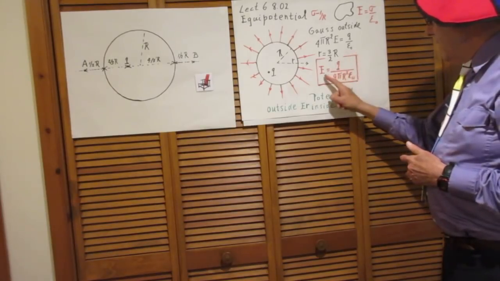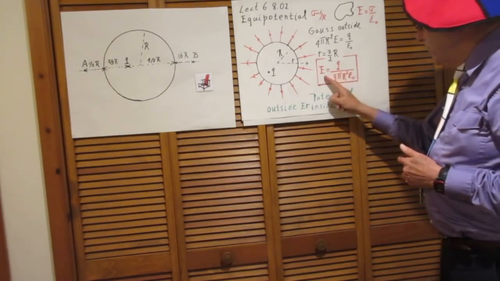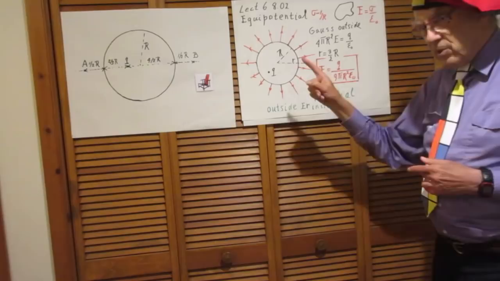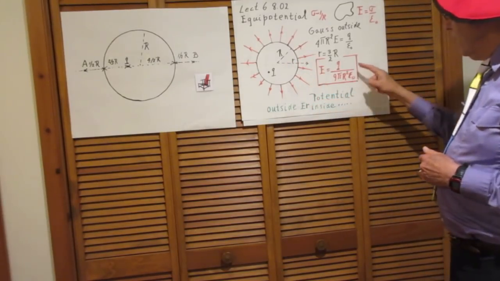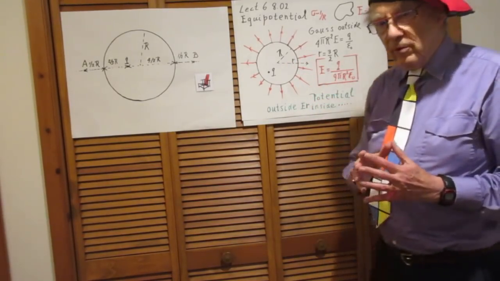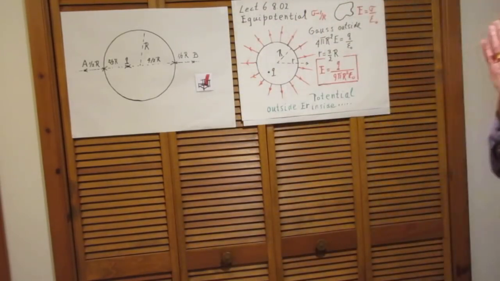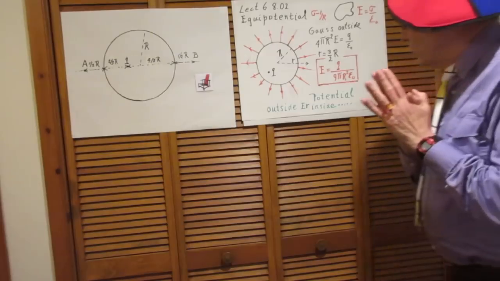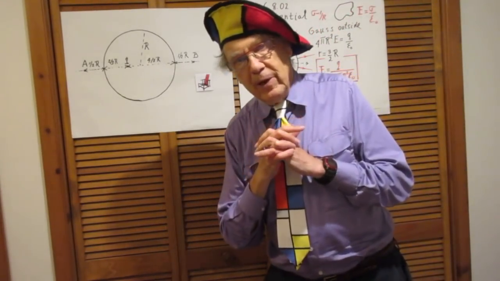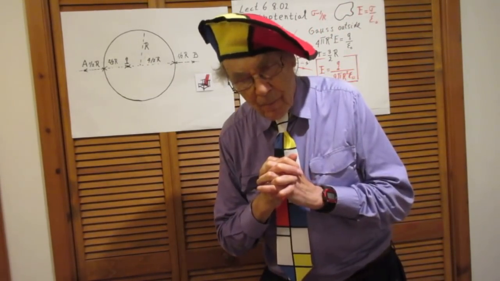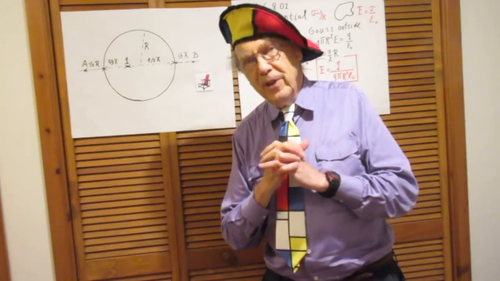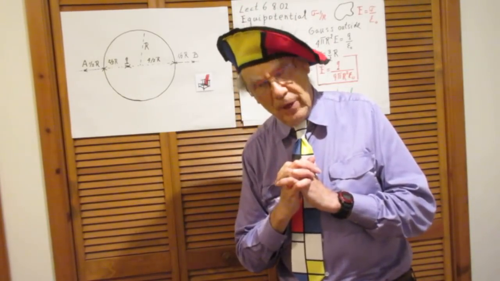The E field at A is the same as the E field at B, in my case radially outward, and the magnitude of the two E fields is the same. I would now like to add a few words about electric potentials, because many of you have difficulty with the concept of electric potential.